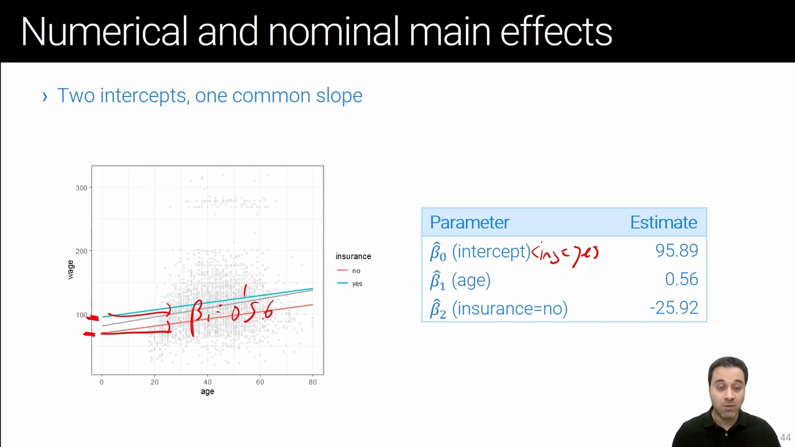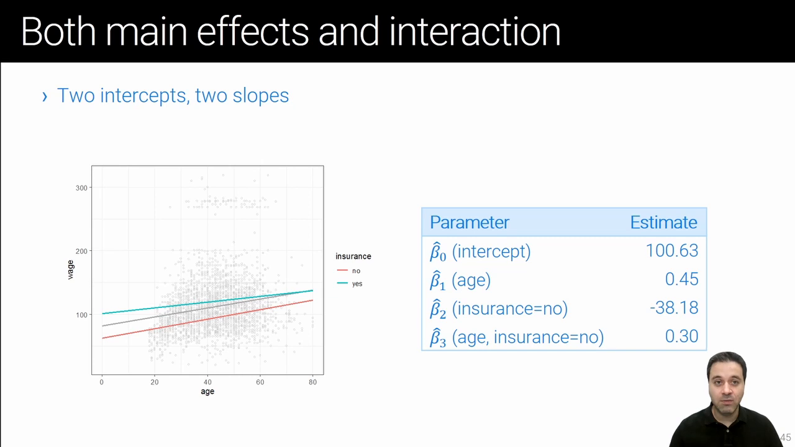So in this model, what we're saying is the effect of the age is the same regardless of whether you have insurance or not. What changes is where you start from. Do you start at 96 or do you start at 70? Let's say we want to add the interaction effect. So now we have a new term, beta 3, which models a deviation for the slope. So now we're going to allow the model to have a different slope, a different effect of the age, depending on whether the person has insurance or not.